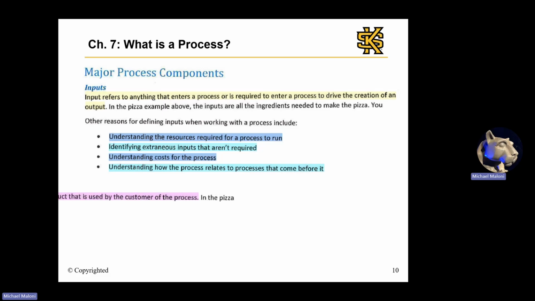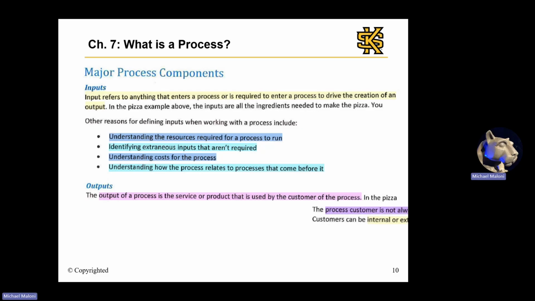Next, outputs are produced by a process. For products, these are physical goods, like a pizza. For services, these are often intangible, though there can be a physical side, such as new oil in your car or maybe a haircut.